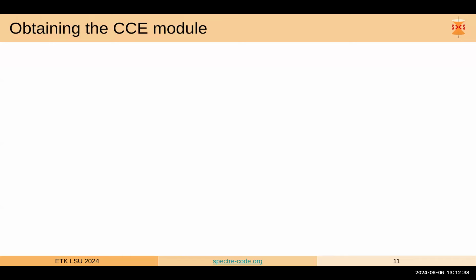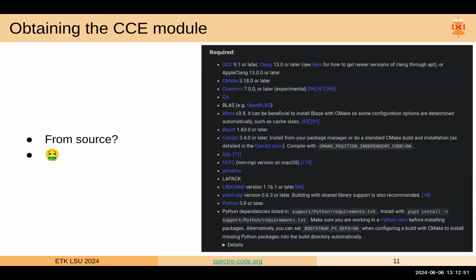So obtaining the CCE module specifically, one way that you could do this is from source, where you can download SpECTRE, download all of its dependencies, build it, and then run it. But I would not personally recommend that. I have done it on many systems, and it is terrible, in my opinion. We have so many dependencies that would make this almost impossible for somebody just starting out. If you really want to try it out, you can, but I would not recommend it.